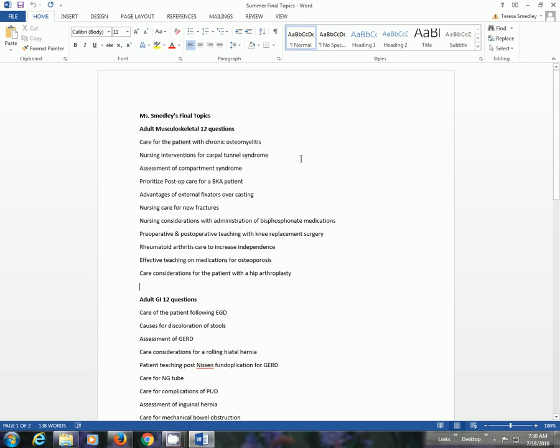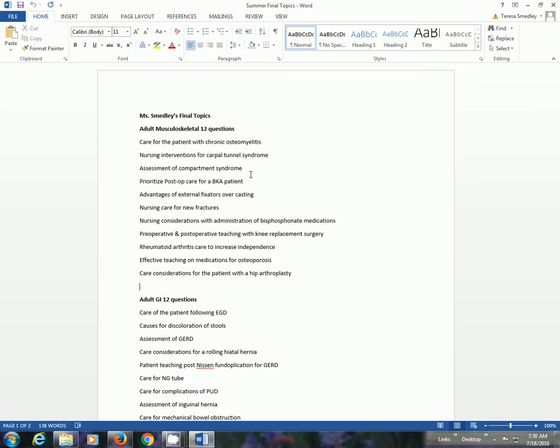You want to look at care for the patient with chronic osteomyelitis. Know what the important interventions are for this. Nursing interventions for carpal tunnel. What are your best practices, especially on your medications? Assessment of compartment syndrome. You want to know how to detect early onset and prevent any complications that can stem from compartment syndrome.